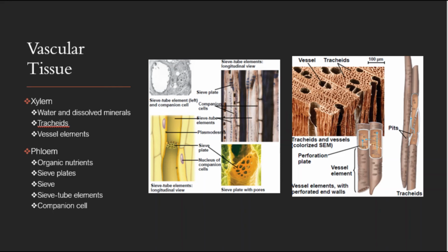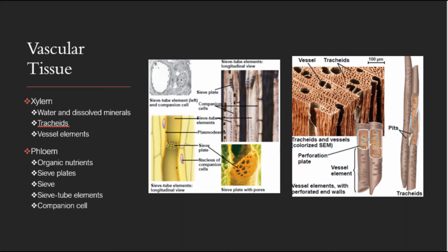Okay, so now talking about the phloem. So the phloem transports nutrients, and unlike the xylem, which just transports from the roots to the shoots, the phloem transports wherever nutrients are needed. So if photosynthesis occurs in one leaf and it is needed somewhere else, then it will transport that nutrient wherever it needs to be.